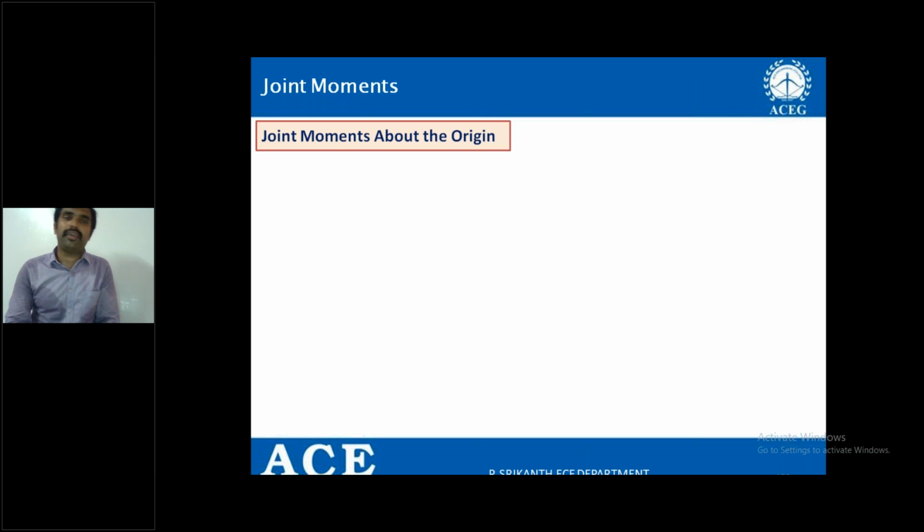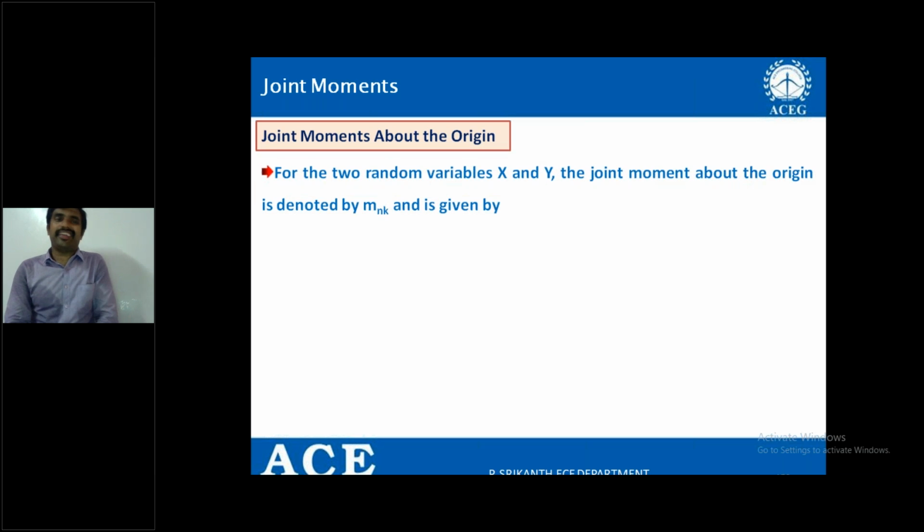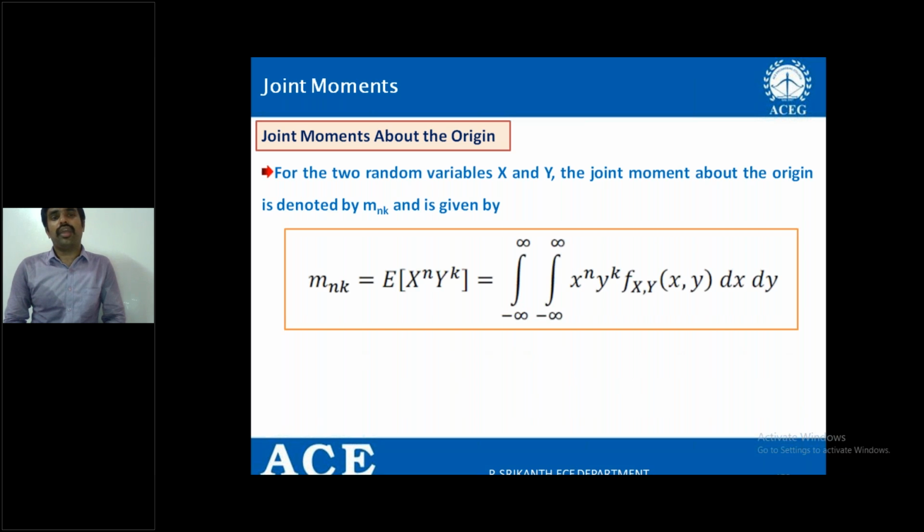So the joint moments can be taken again two ways. One is joint moments about the origin, the other is joint moments about the mean, that is central moments, joint central moments. First case is joint moments about the origin. We can define it like this. For the two random variables x and y, the joint moment about the origin is denoted by m suffix nk, and is equal to expectation of x power n into y power k, or equal to integral minus infinity to plus infinity x power n into y power k into f x comma y of x comma y dx dy, right?